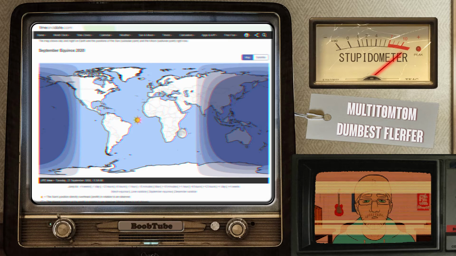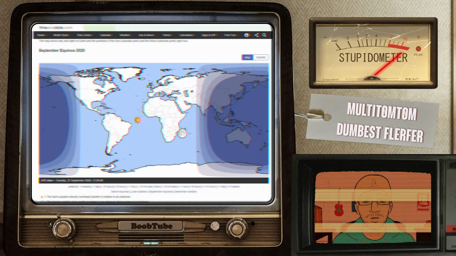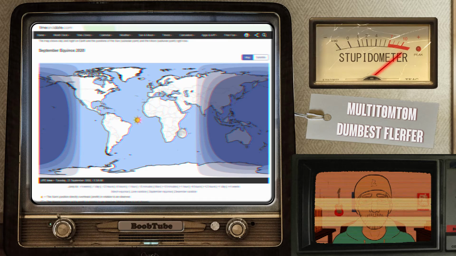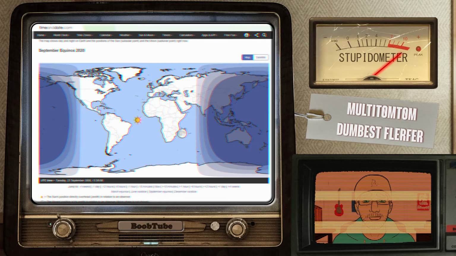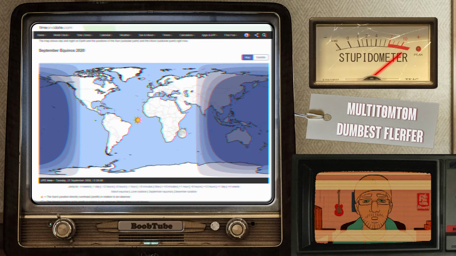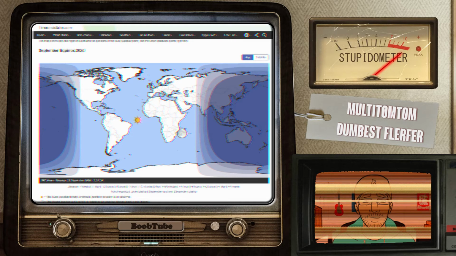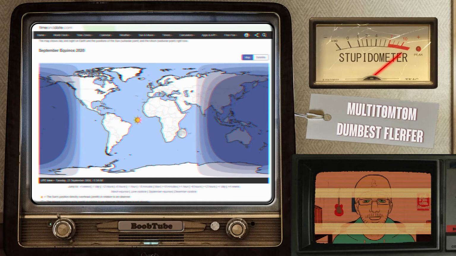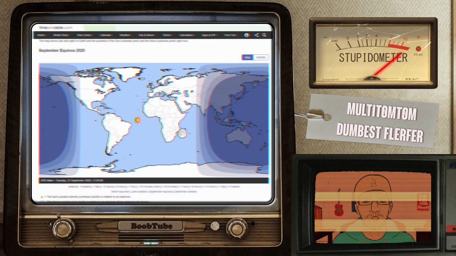MultiT0mt0m, the lesson here is that the sun icon is to indicate the position where the sun is directly overhead for that particular date. Now, time to blow your mind. Are you ready? This is possible with our reality and model.